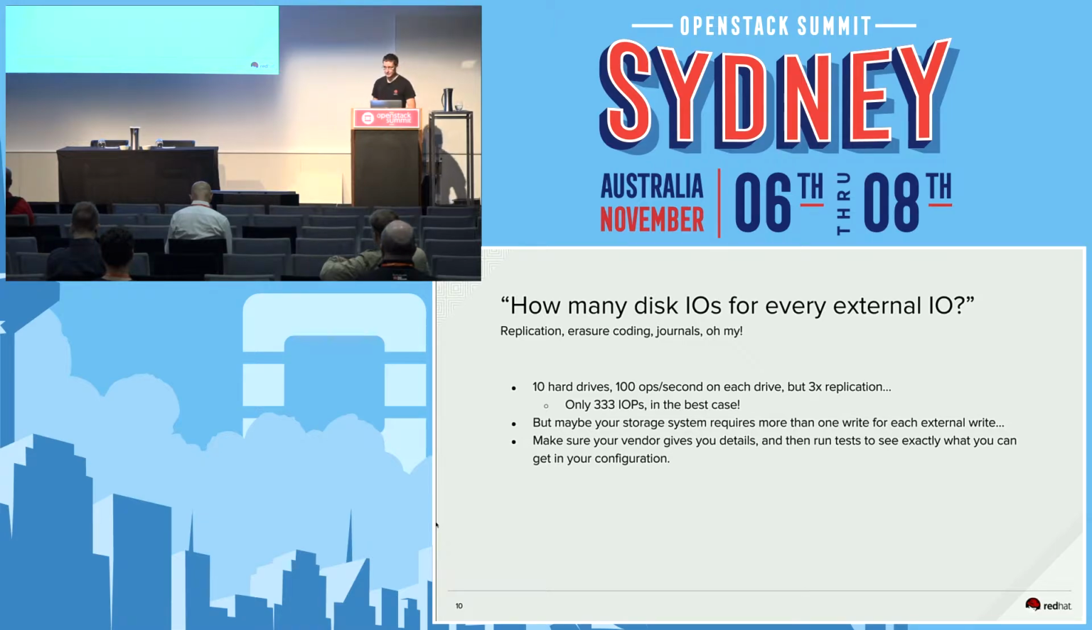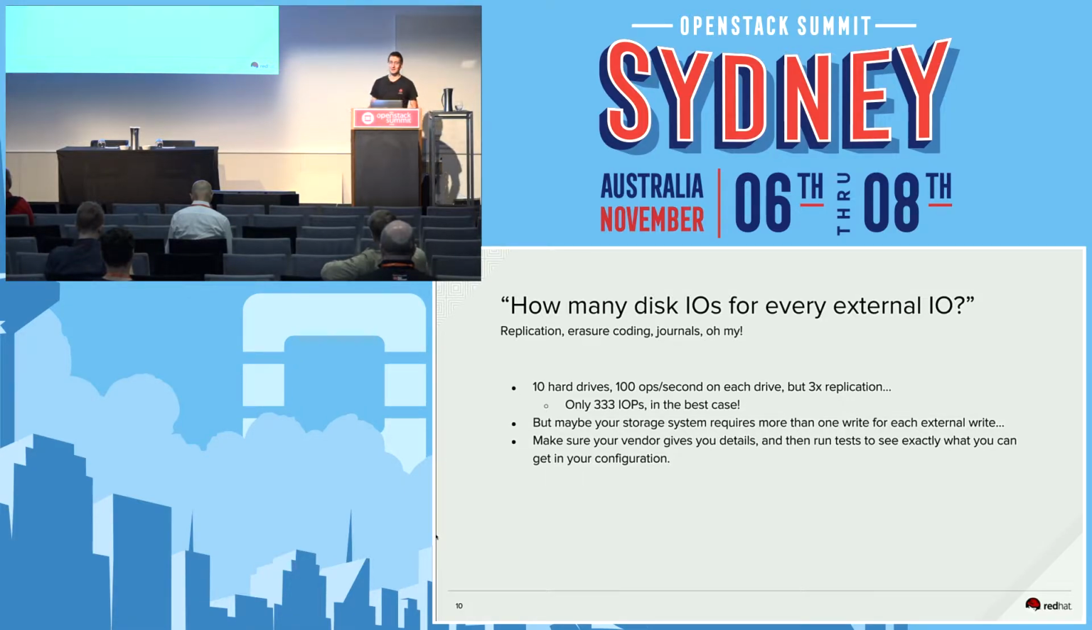Secondly, if you're building a distributed software-defined storage system, it's important to realize how many disk I/Os on your backing hardware are going to happen for every external I/O. You might come in and say, hey, I've got a storage system, it's 10 hard drives, they can each do 100 ops per second, why aren't I getting 1,000 IOPS? The answer is, well, it's a distributed storage system with replication for failure recovery, so the very best you're going to get if it's 3x replication is 333 IOPS.